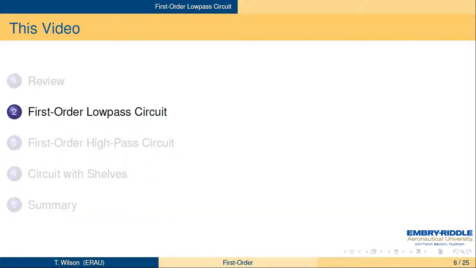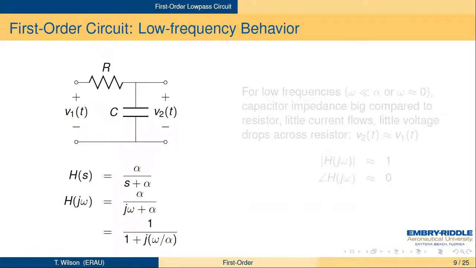So let's look at the low-pass circuit. This is really what we just looked at. Let's call it a low-pass circuit. Here's our RC circuit. We know we can write this as alpha over s plus alpha. And then if we replace s by j omega, we get alpha over j omega plus alpha. Then factoring out the alpha from numerator and denominator, we get 1 over 1 plus j omega over alpha.